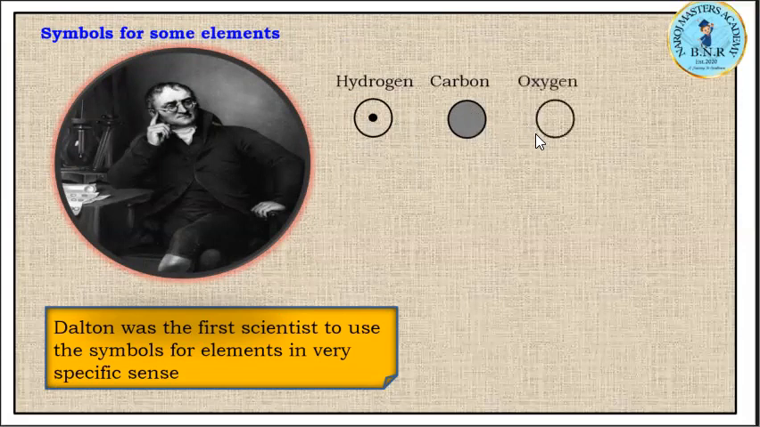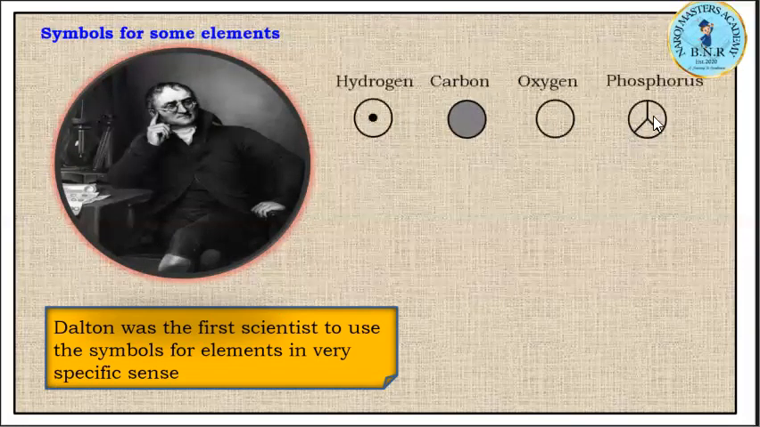Next is oxygen, a hollow circle. Next is phosphorus, like the Mercedes Benz symbol for automobiles: three lines joined together. Next is sulfur, which has an emergency symbol like a plus symbol. All are in a circle itself, but they have different colors or different symbols in that circle. They are not in use now, they are in history only.